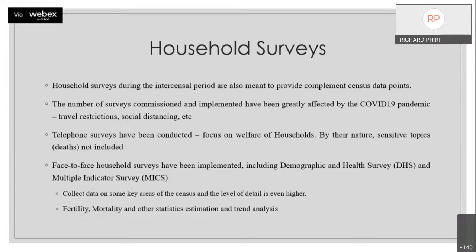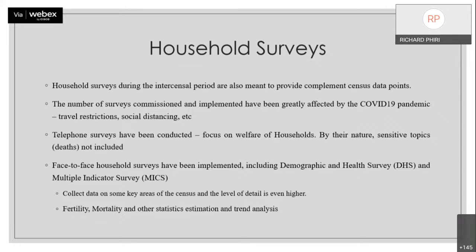Recently, a number of surveys have been commissioned, and to tell the truth, the surveys implemented in recent years have been greatly affected by the COVID-19 pandemic. Because of travel restrictions and social distancing, we couldn't do some surveys which I think could have given us an opportunity to understand the impact of COVID-19.